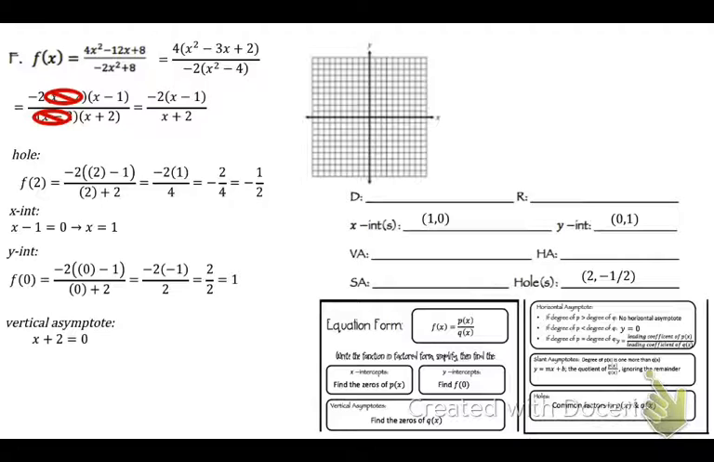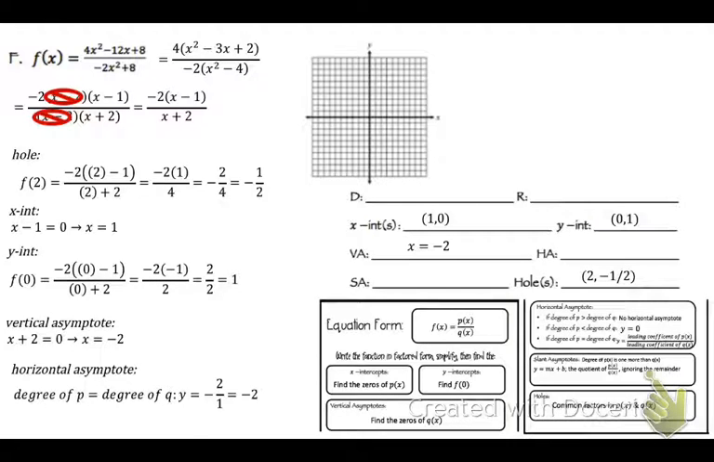Vertical asymptote, x plus 2 equals 0, which means x equals -2. Horizontal asymptote, the degree of P equals the degree of Q, so you look at the leading coefficients. That's -2 over 1, which is just -2. So we have a horizontal asymptote at y equals -2. There's no slant asymptote.